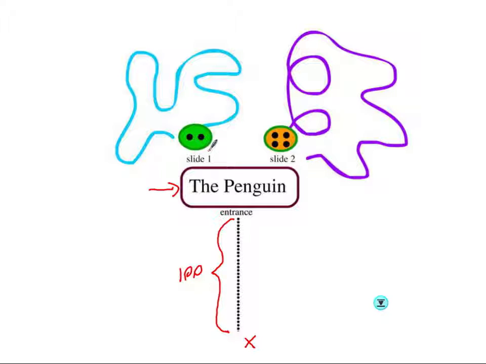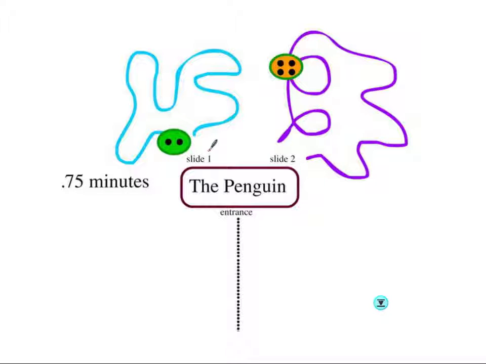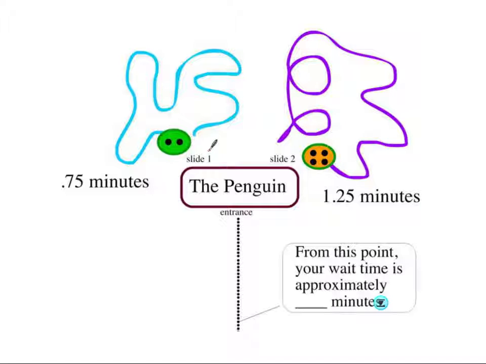Also, looking at the table, slide 1 contains only 2 people, and the length of time it takes to go down is 0.75 minutes. Slide 2 carries 4 people at a time, and the time it takes to go down the slide is 1.25 minutes. So Jabir is here, and he's putting a sign right after the 100th person that says, from this point your wait time is approximately blank minutes. Jabir has to use mathematics in order to figure out how much time he has to wait.